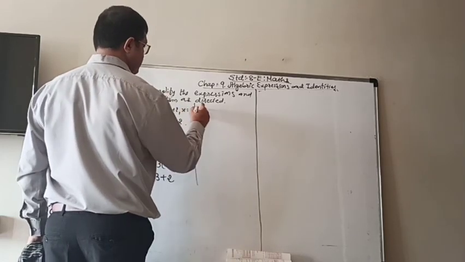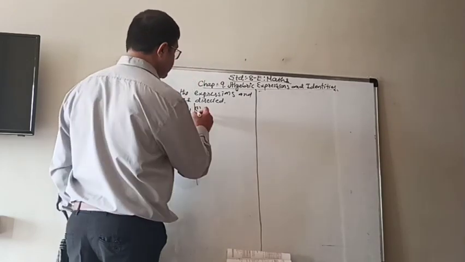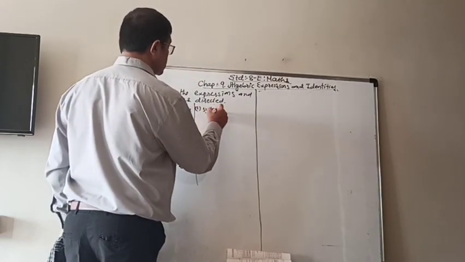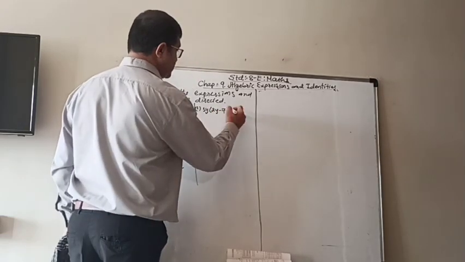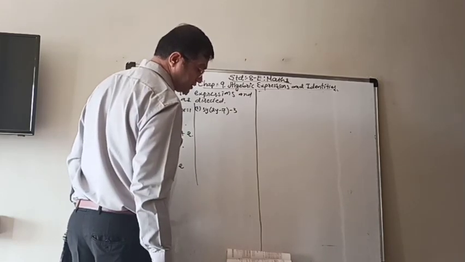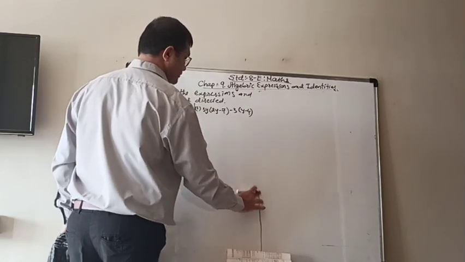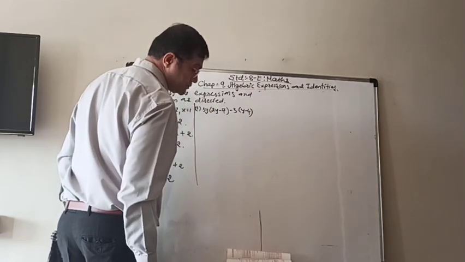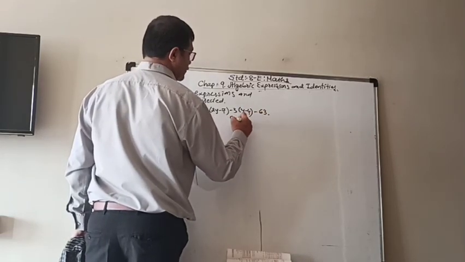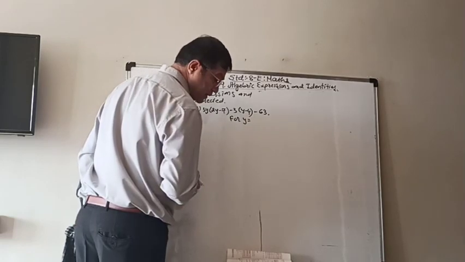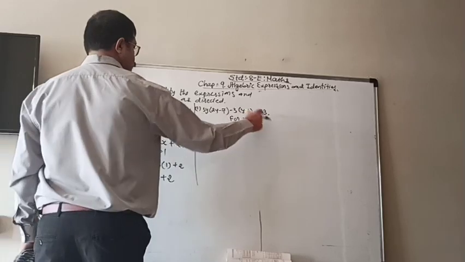So now we will take the second one. Second one is 3y(2y - 7) - 3(y - 4) - 63, and for y equal to how much is given? y equals minus 2. So now first we will simplify this.